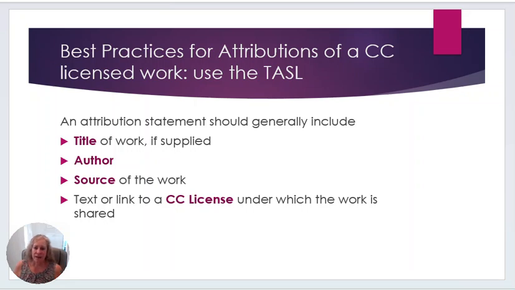So now you have your work, you figured out how you can use it. So some best practices for attributions of a Creative Commons licensed work. Remember the TASL? Remember all this hassle for a TASL? It really isn't too big of a hassle here. What you want to include is the T for title, the A for author, the S, the source of the work, and then the L, license, as text or link. And I like to use descriptive links because they're more accessible. They follow accessible guidelines. So you'll see in my examples, I use a descriptive link to a CC license under which the work is shared.